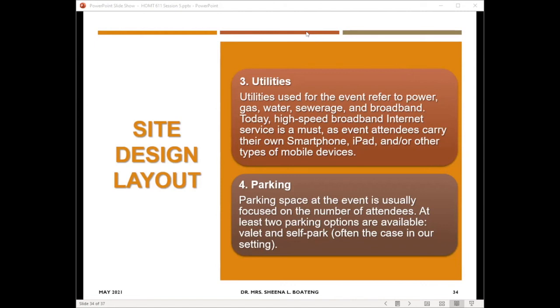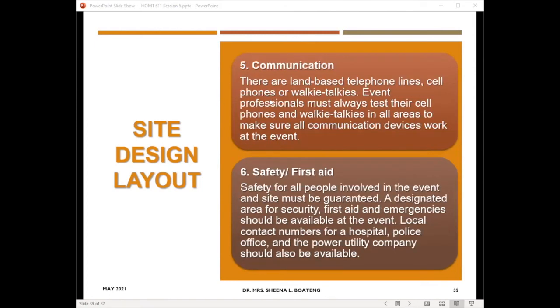So in Ghana here, self-parking is very common, right? So event professionals must put this as a key consideration in their site layout plan to determine where parking is going to be, considering the capacity and size of the event and the number of attendees that they are expecting.